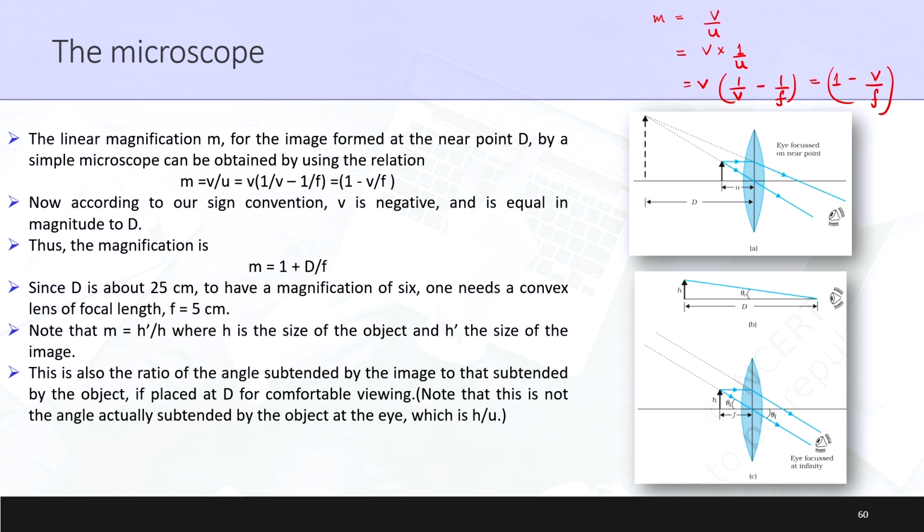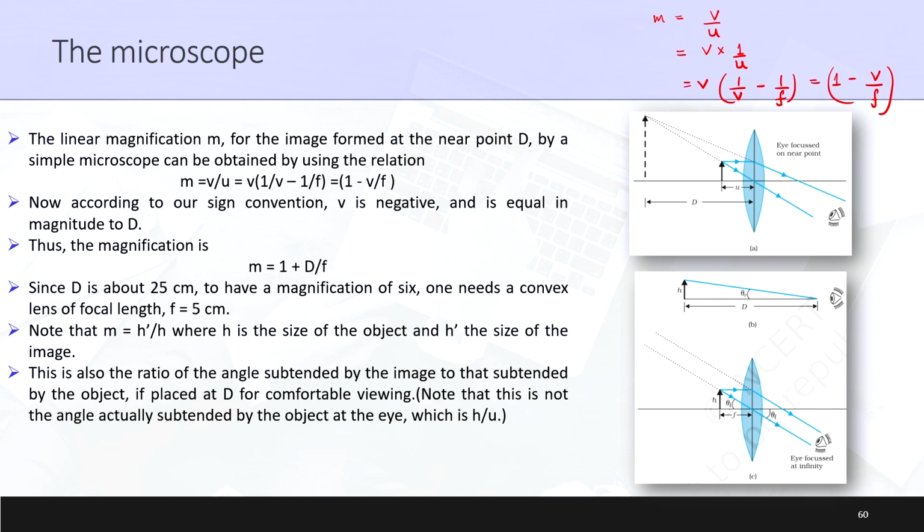Now, according to our sign conventions, v is negative, and is equal in magnitude to capital D. What is capital D? Capital D is the near point at which the image is formed. Thus, using simple sign conventions, the magnification is equal to 1 plus D by f. You just need to remember this formula for your microscope part, that is, m is equal to 1 plus capital D by f. Capital D is the near point at which the image is formed.